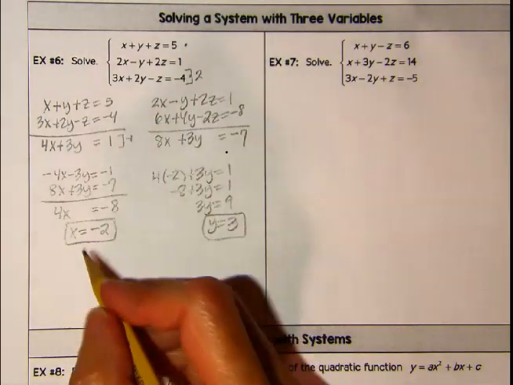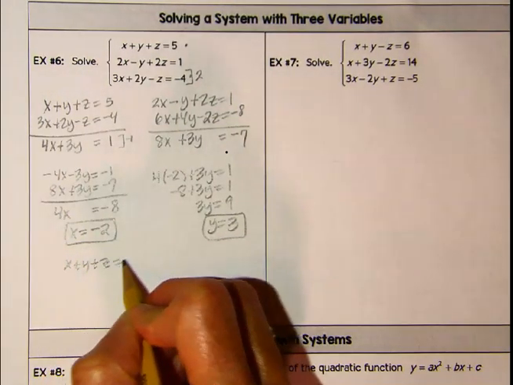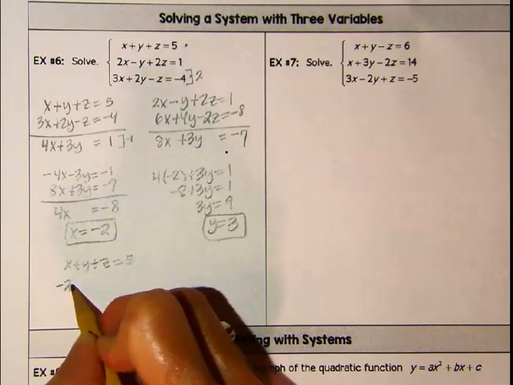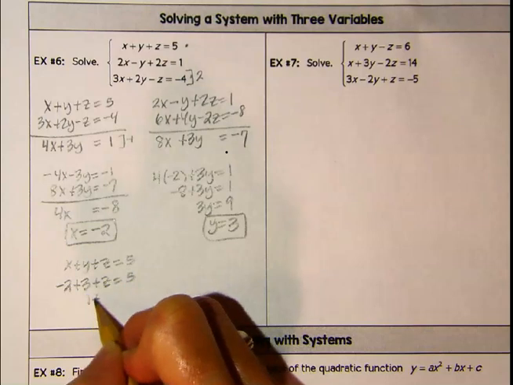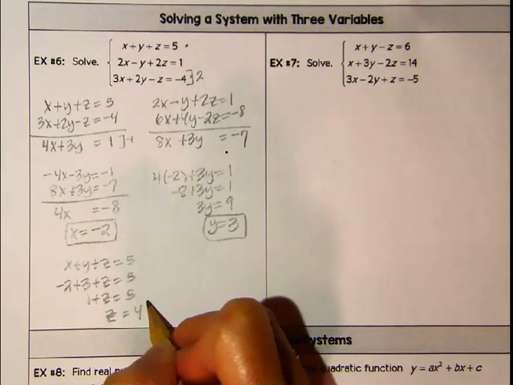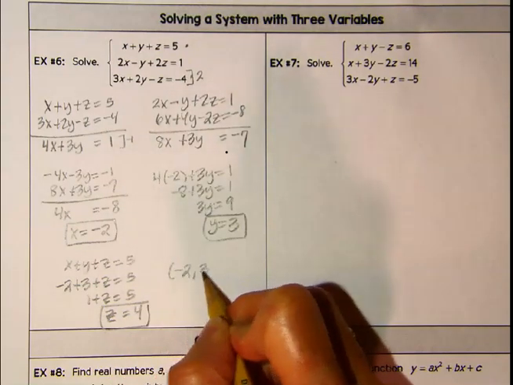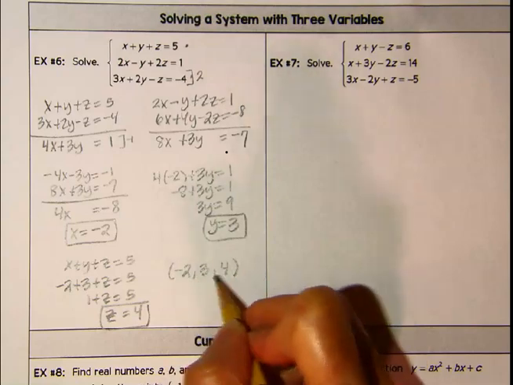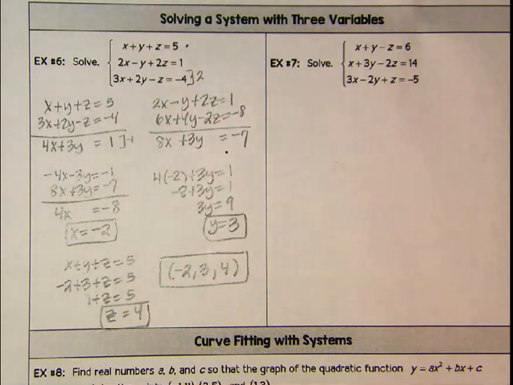And then I just plug into the last one. I'm going to choose that top equation, x plus y plus z is 5, because it looks like the easiest one there to me. And I get z is 4. So if I write this, normally they put them in alphabetical order, x, y, z, like that. So that would be your ordered pair, ordered triple, I guess I would say.